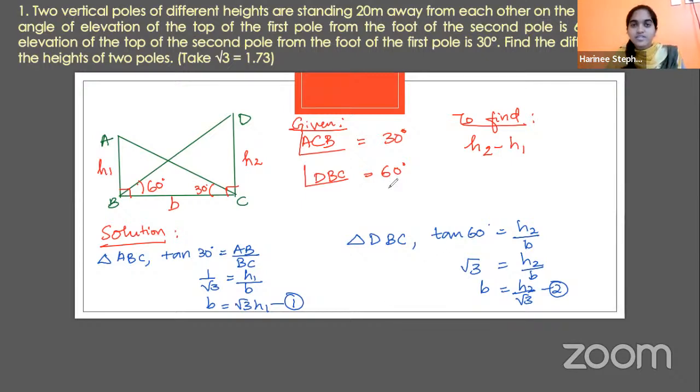Is it given 20 meter away? We didn't include that, children. We can include the base. The base value is given. Two vertical poles of different heights are standing 20 meter away from each other. So please include that. This is 20 meter. So find H1. Similarly, here also H2 by BC is 20 meter. Find H2.